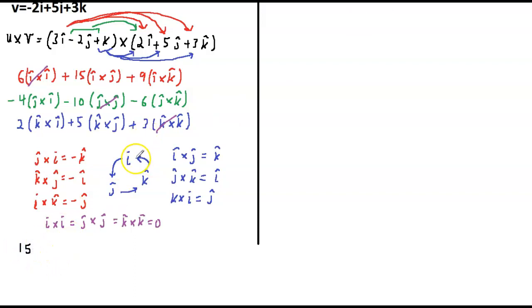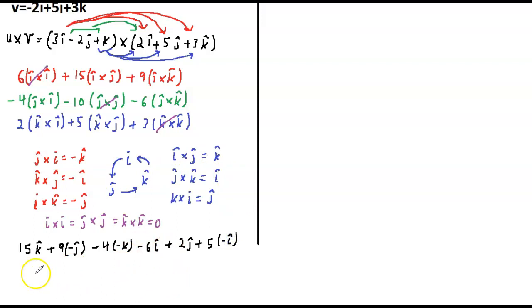So we have 15 i cross j, which gives us a k, plus 9, and again we see i cross k, which gives us negative j. Then we have our negative 4, j cross i, which gives us negative k. We have our negative 6, j cross k, which gives an i. And we have 2, k cross i, which gives us a j. And then we have our 5, k cross j, which gives a negative i.